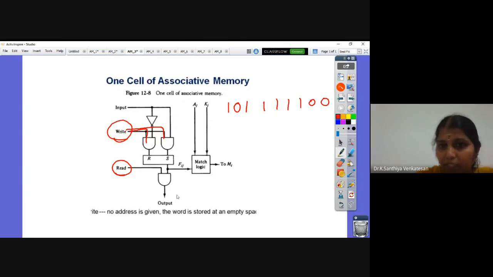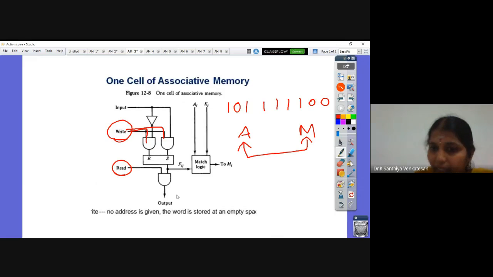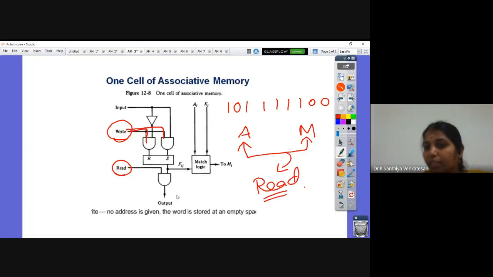Similarly, for comparison, if I want to compare the bits between the argument register and the memory word, in that case, I need to read the data from the memory, and that is accomplished using read operation. Now you understand what is the role of read and write operation.